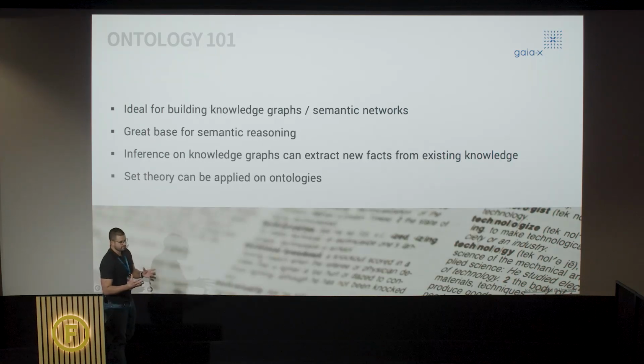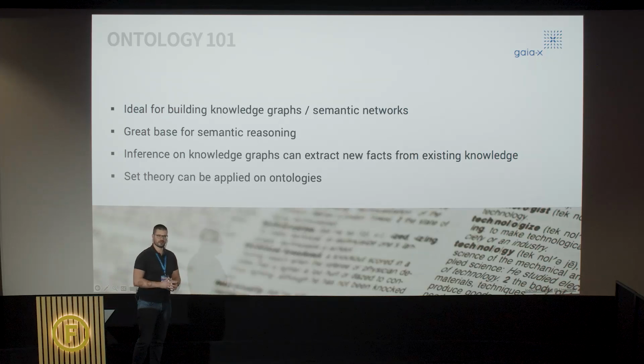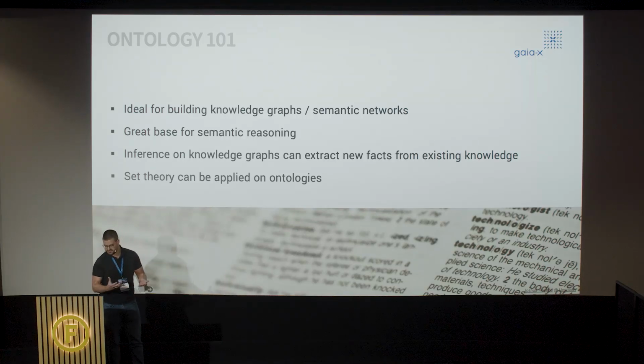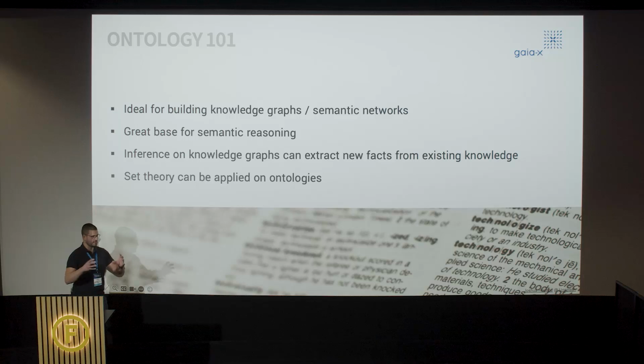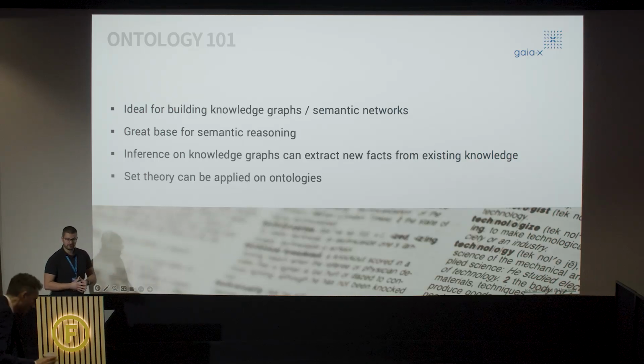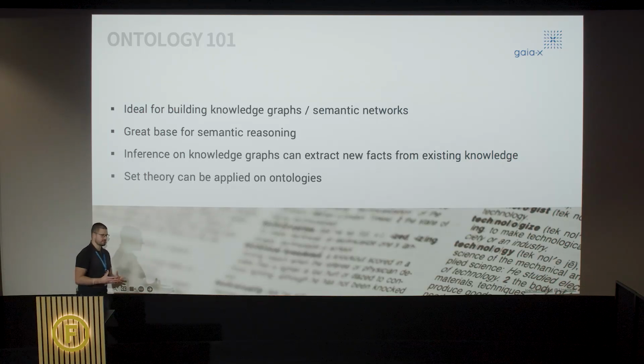An ontology is ideal for building knowledge graphs and semantic graphs and semantic networks, whatever you want to call them. As the description was given before the definition, they allow to link concepts together, and they allow you to navigate in a knowledge graph. They're a great base for semantic reasoning, for what we can call inference as well.